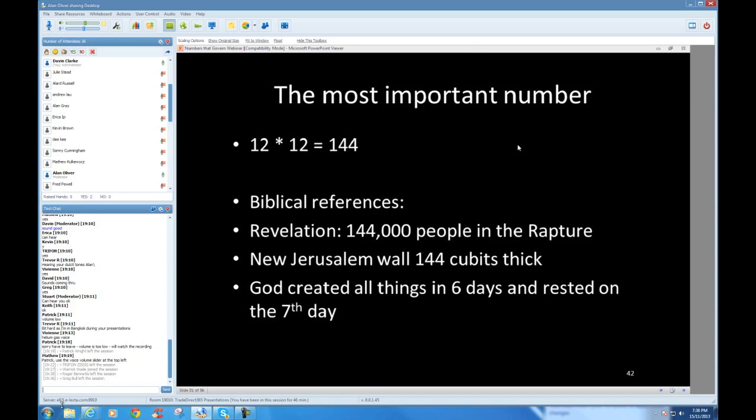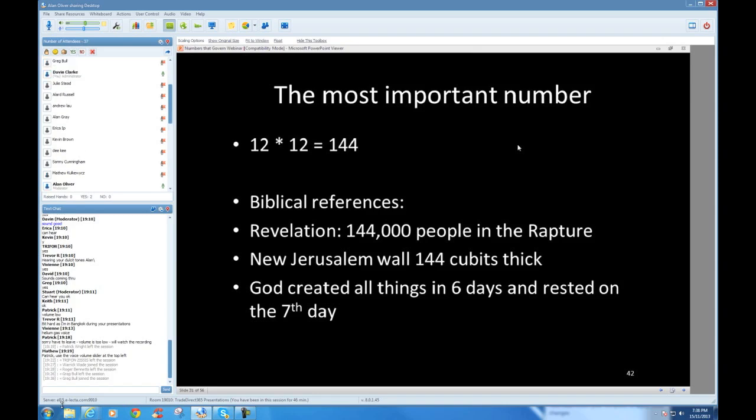And at one point, Gann told us that the number 144 was the most important discovery he ever made when he was trading in the markets. So we're talking about 12 times 12, or 12 squared. And again, some fabulous references for 144 in the Bible. 144,000 people in the rapture. The New Jerusalem walls, 144 cubits thick. God created all things in 6 days and rested on the 7th. And that's an interesting one because 6 days at 24 hours a day gives you 144.